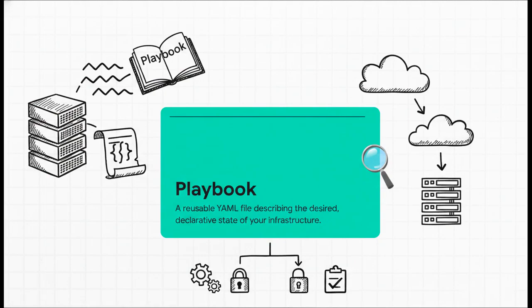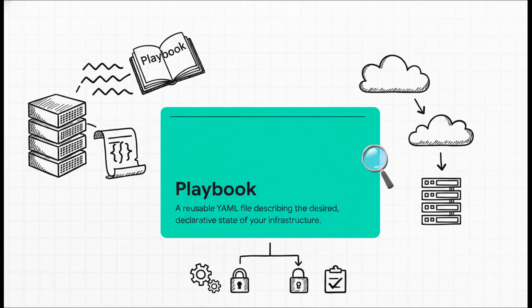But when you're ready for the heavy lifting, you write a playbook. If an ad hoc command is a text message, a playbook is your official company instruction manual. It's a reusable YAML file, and the coolest part is that it's declarative. You don't micromanage how Ansible does its job step by step. You just declare the exact end state you want, like ensure this firewall is configured, and Ansible figures out the rest.